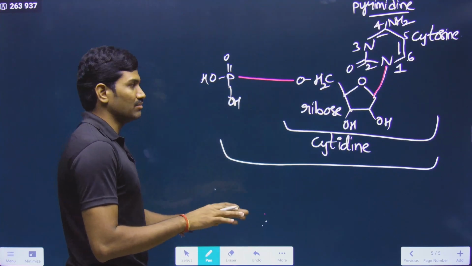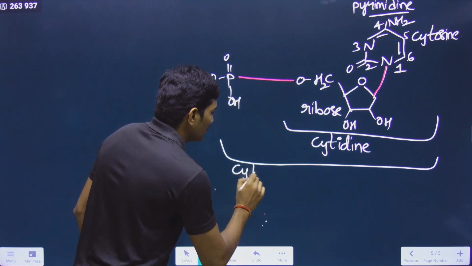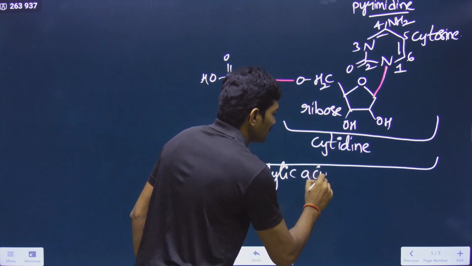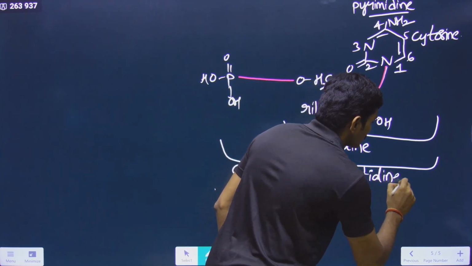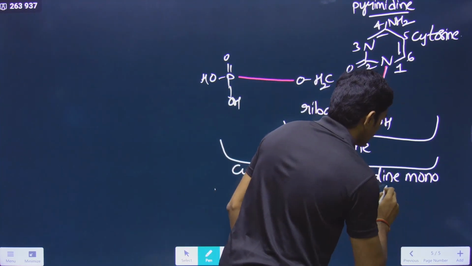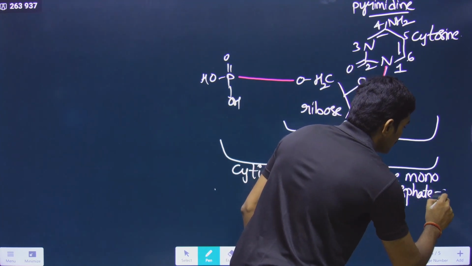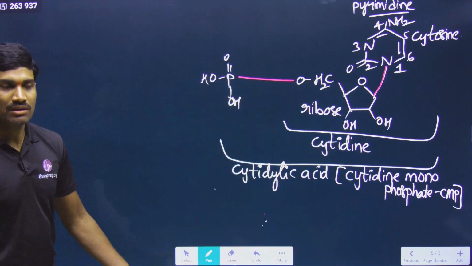But what is the general name? Cytidine plus PA is called cytidilic acid. It is called cytidilic acid. You can also call this as cytidine monophosphate. So how you will write this? CMP. Cytidine monophosphate, CMP. Clear?